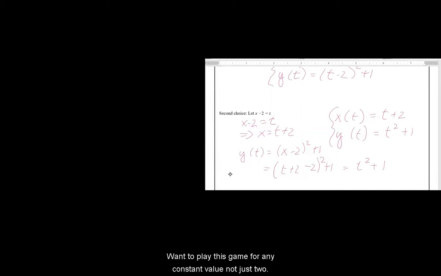I could play this game for any constant value, not just 2. And since I can do that, that means that I could represent this graph in infinitely many different ways. It would, however, in every case produce exactly the same picture. And that is the beauty of the parametric representation.